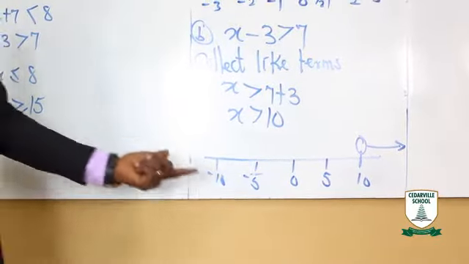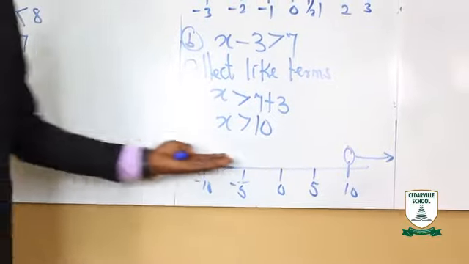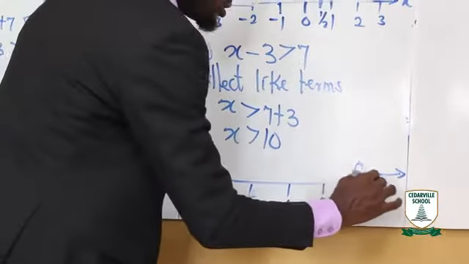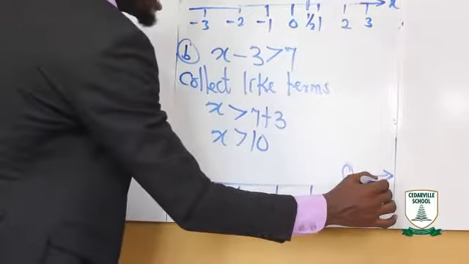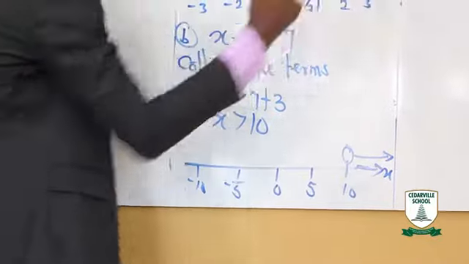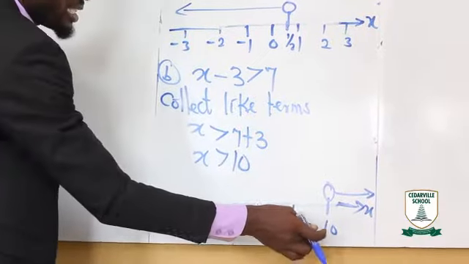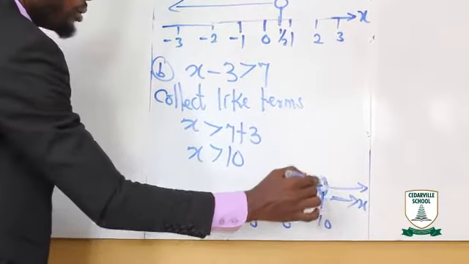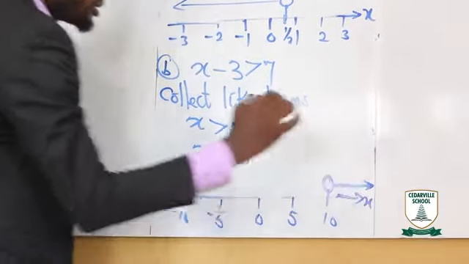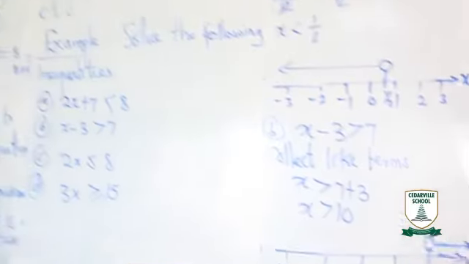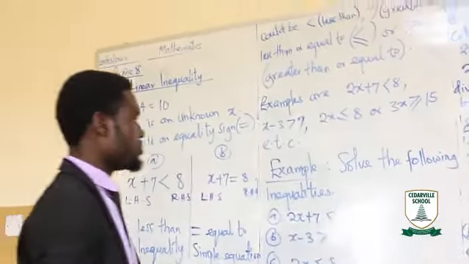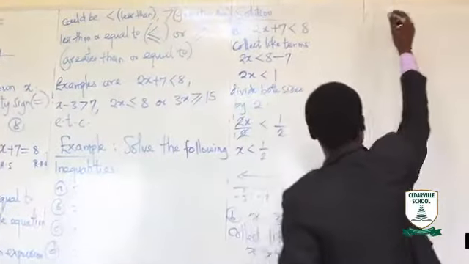The next is to represent it on a number line. Draw a line. Put the unknown, which is what? X, in front of the arrow like this. Then, on the number, which is greater than, which is 10, draw a circle up and the arrow in front. That gives the solution on the number line. Very simple. Let's look at question C.